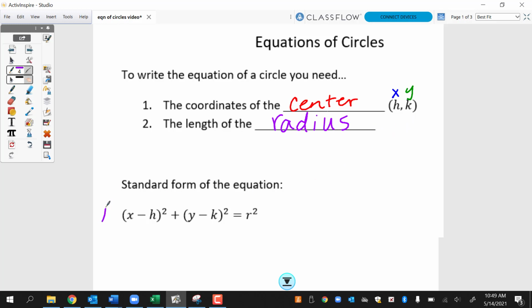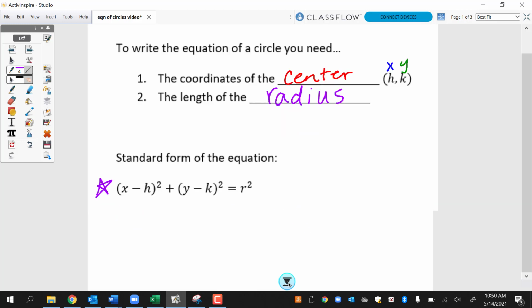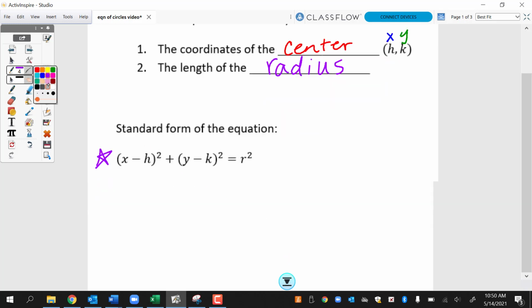What the equation looks like is down here. It's always going to look like this: x minus h squared plus y minus k squared equals r squared. So h is coming from the x number of the coordinate, k is coming from the y number in the coordinate, and r is the radius. Just keep in mind, there are negative signs in the equation, so if you're plugging in a negative, a double negative is going to turn this into a positive.